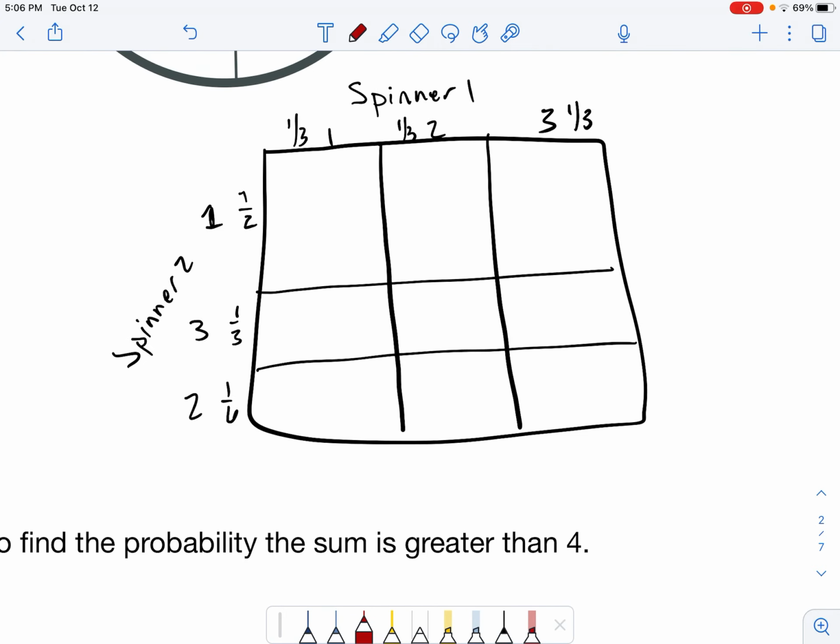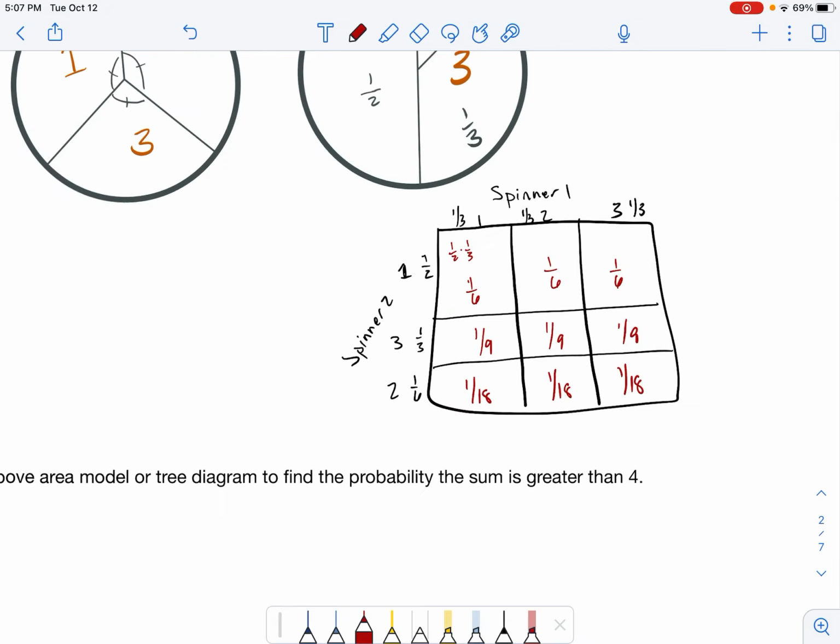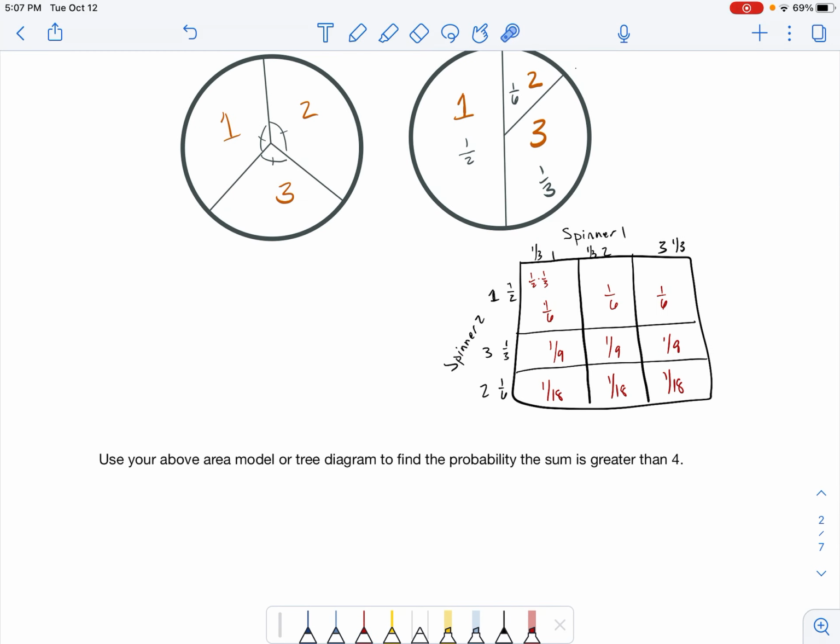So this is a half times a third. That's going to be 1/6, and these are all the same across here. This is going to be a third times a third for this chunk here. A third times a third is a 1/9. And since this top row is all the same, these rows work out to be the same here. And then a sixth times a third is 1/18. So that gives me all the different possibilities of what I get on spinner 1 combined with spinner 2.